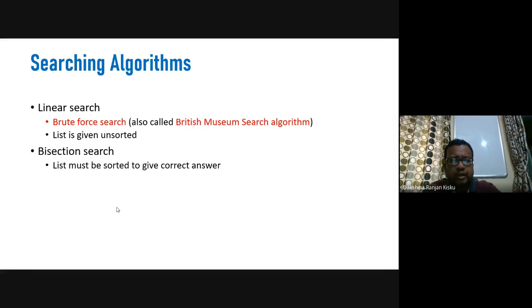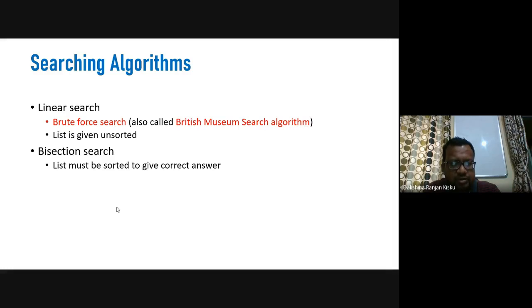Now, according to the strategy of searching, we can divide the searching algorithms into two different groups, or two different ways to search the desired items in the list. One is the linear search, another is the bisection search. Sometimes the linear search is called the brute force search, and brute force search is sometimes called the British Museum search algorithm. In linear search, we search the element by enumerating all the elements from 1 to n. Here n is the total number of items or records in the list. So first we enumerate the items from 1 to n, and then we initiate the search operation.